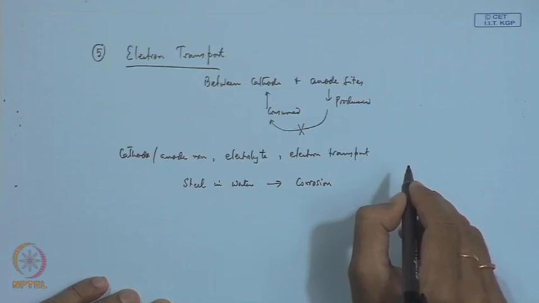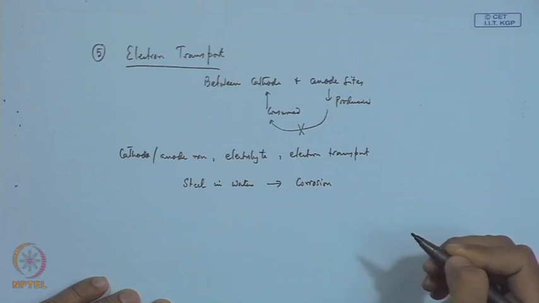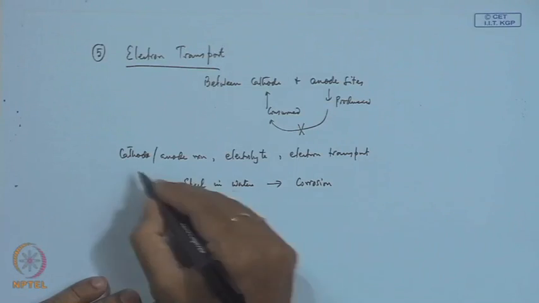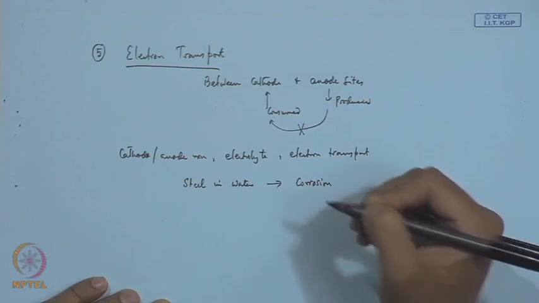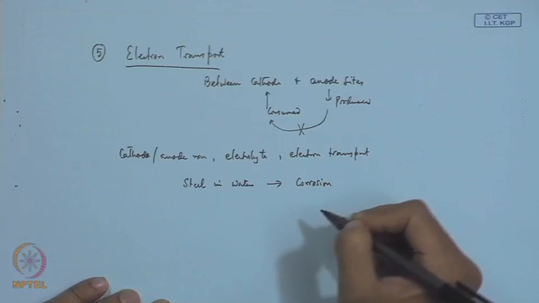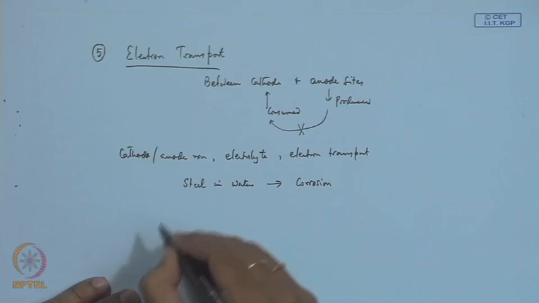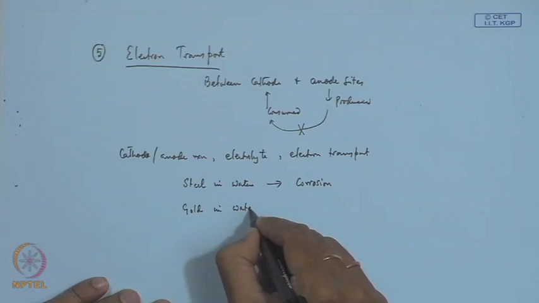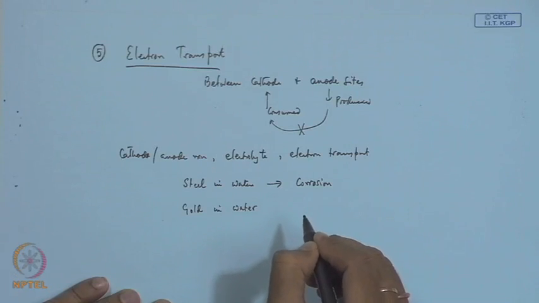And for other materials, in some environments, if we choose the environment such that out of these steps one is stopped, then probably corrosion can be controlled. So, in other environments no corrosion may occur. For example, if we put gold in water, because gold is used in jewelry, and it is a noble metal.